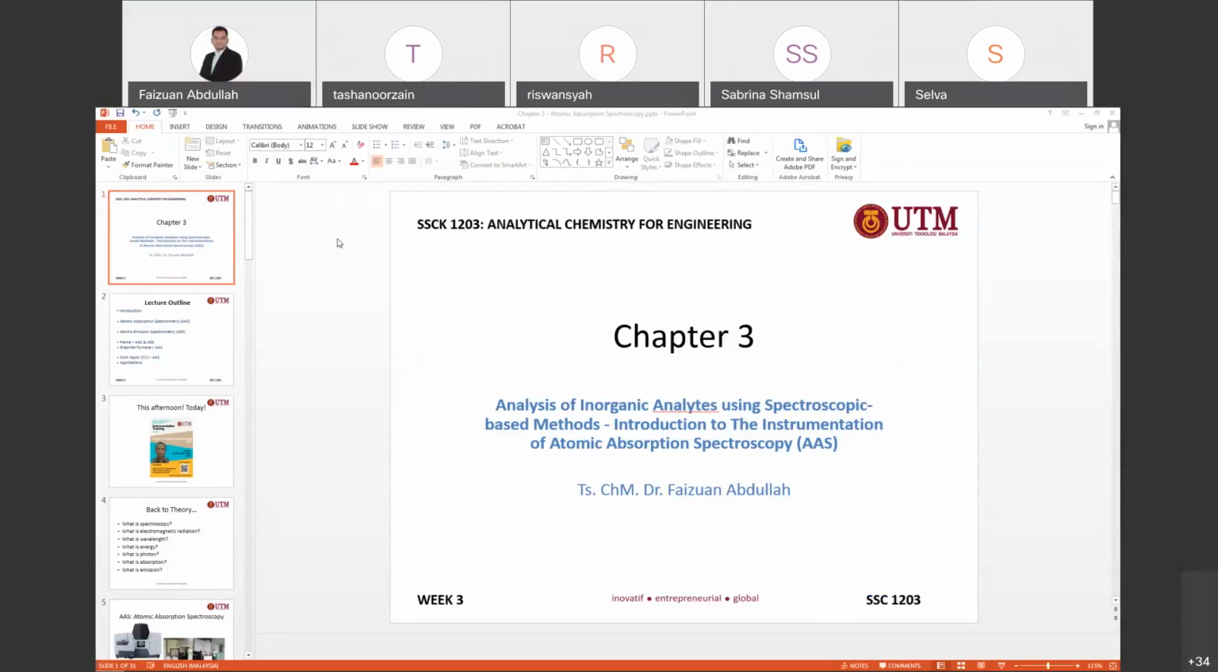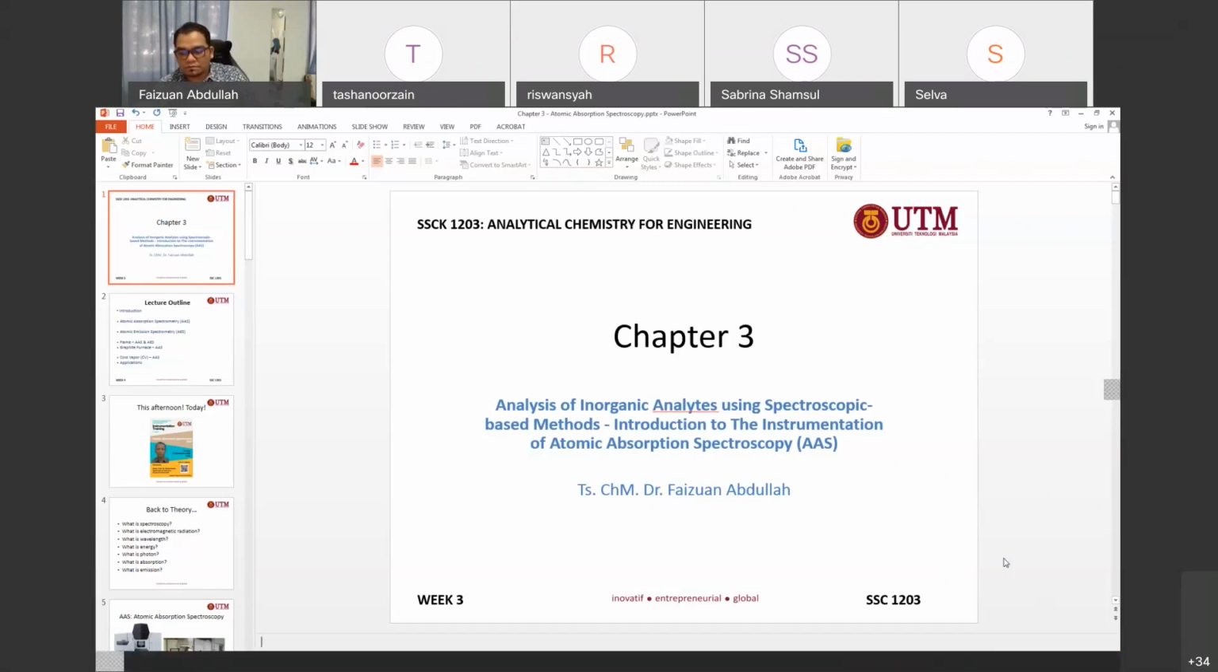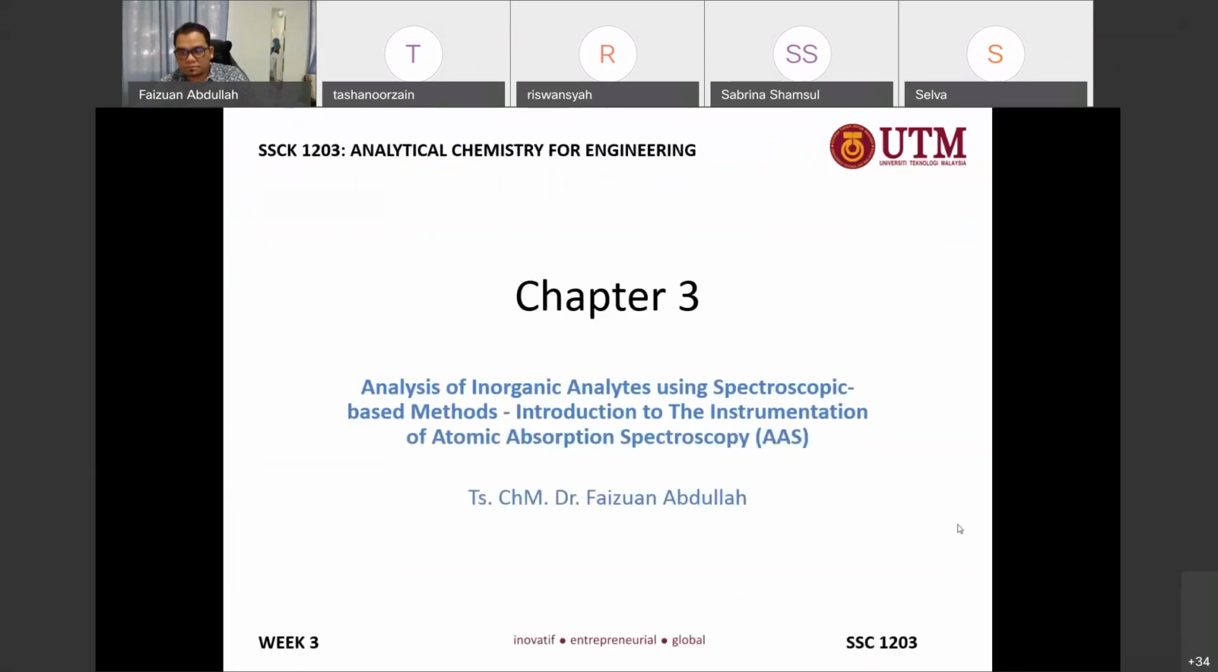All right. For the second instrument applying this spectroscopy technique, we have atomic absorption spectroscopy. It is basically applied to analyze metals in the sample. Right. So this is chapter 3.